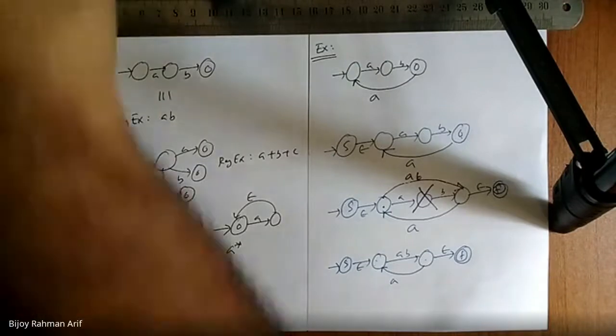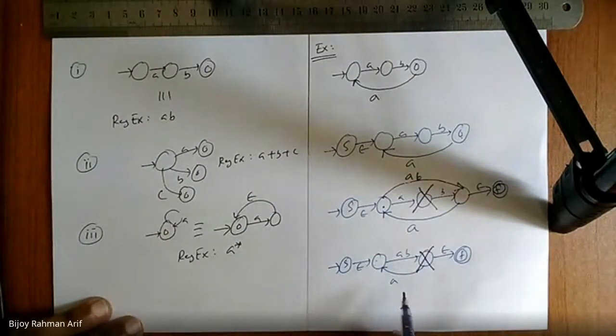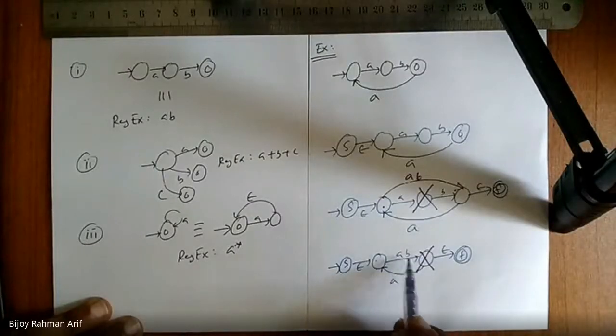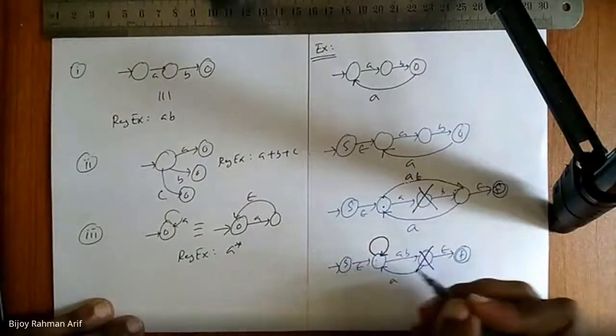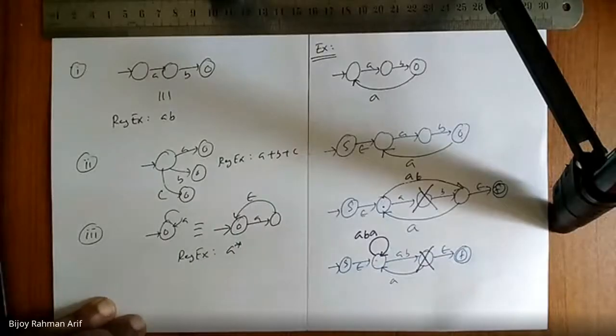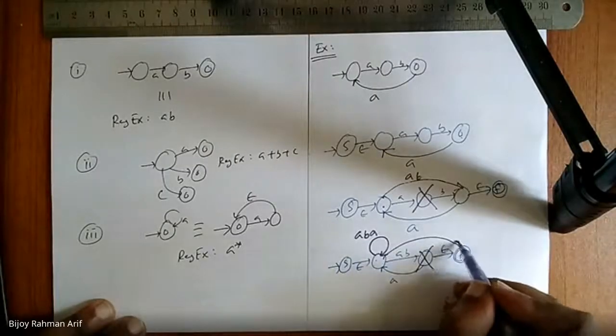If we remove this, then what happens? I'm getting AB, then I get A. I'm missing this loop. So if I remove this, I will get ABA, and it also goes directly to the end state, with AB.